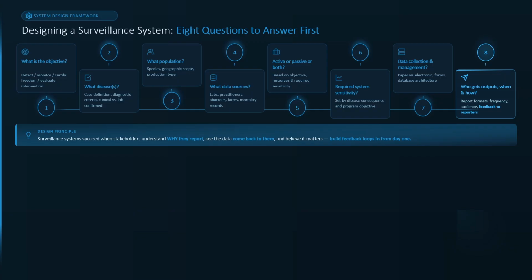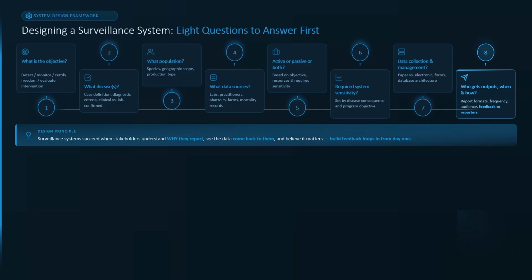This slide lays out 8 questions you have to answer first, and they map directly to how the exam evaluates this competency. Question 1. What is the objective? Are you detecting an emerging disease, monitoring an endemic one, certifying freedom, or evaluating an intervention? Every later choice flows from this answer. Question 2. What population, the species, geographic scope, and production type you're watching?